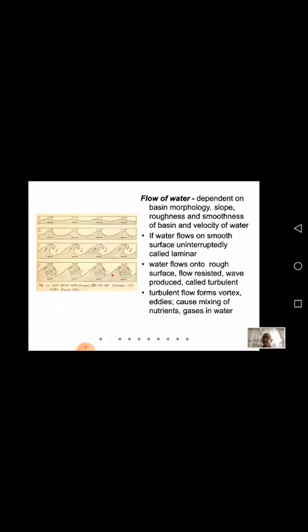So all these gases then get dissolved inside water, and that happens because of the vortex formation.